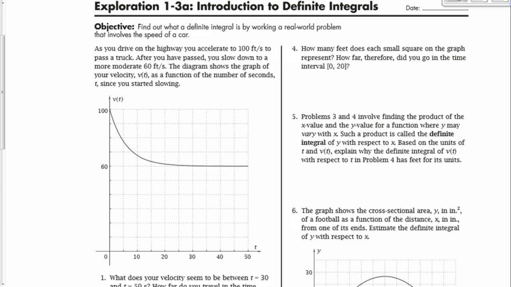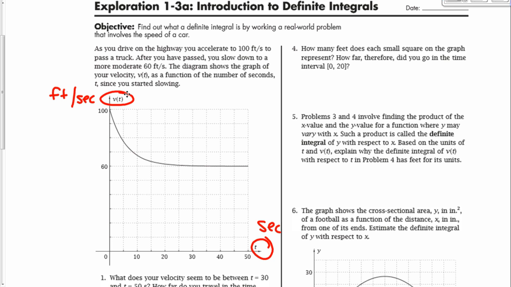So our v of t is on the y-axis, and I'm going to go ahead and put my units here just so I know what this is. The units for my velocity are feet per second, and on the x-axis I have that labeled as t, which is time, and in this situation we have that in seconds. So I've got my graph labeled a little bit better than I started.